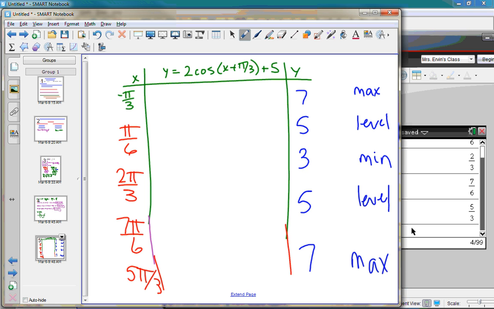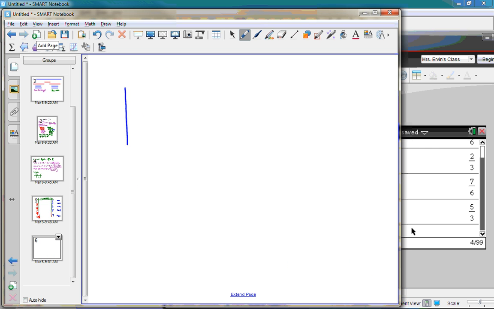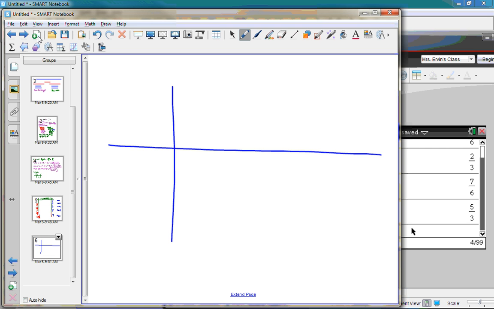Now, what I want you to do is we're going to add another page, then you're going to graph this. So how would I graph something that looks like this? Well, you have to leave room on the left-hand side because you're starting on the left-hand side. So this is going to be your negative pi over 3. Over here is going to be what? Pi over 6. Over here is going to be what? 2 pi over 3. Over here? 7 pi over 6. And lastly? 5 pi over 3. Do you see how I have them all in equal intervals, except for the first one? There's one right next to it, a much bigger gap there.